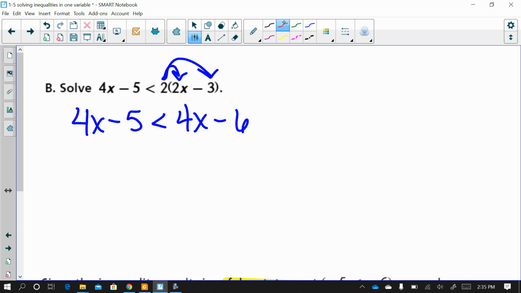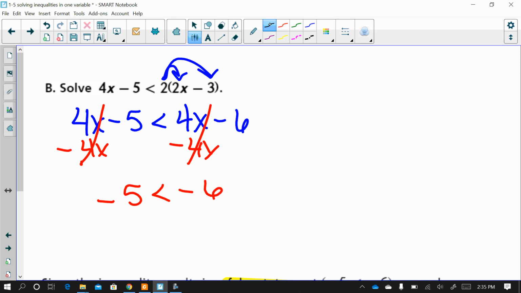Okay, let's get rid of our x's. So minus 4x, minus 4x. Oh, 4x minus 4x, that's gone. So I'm left with negative 5 is less than negative 6. Okay, so just like the last problem, is this true? Is negative 5 less than negative 6? Absolutely not. This is a false statement.